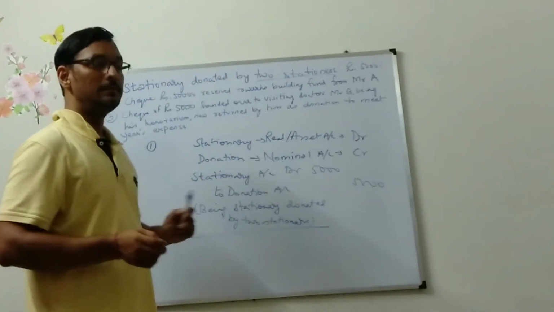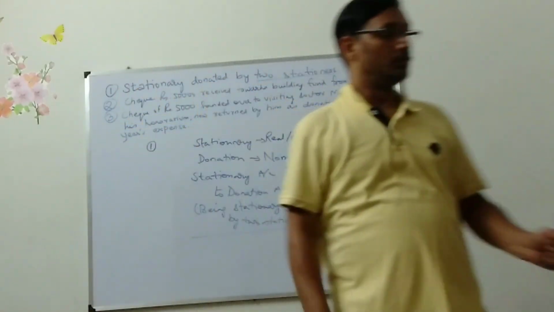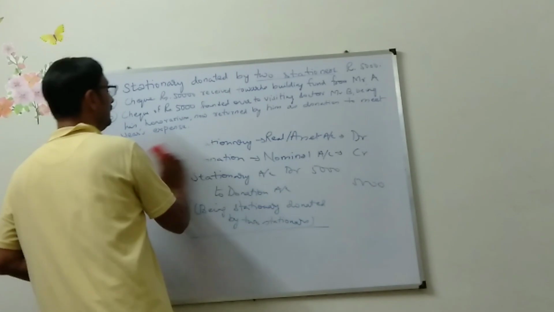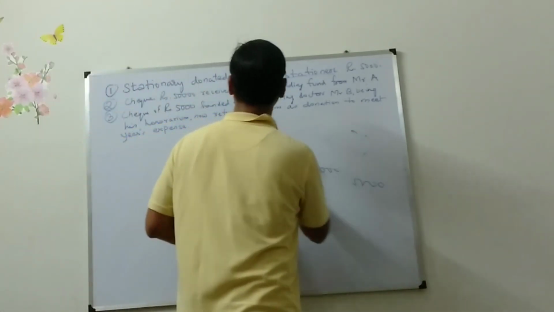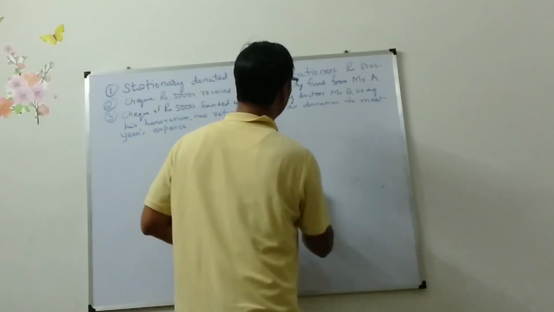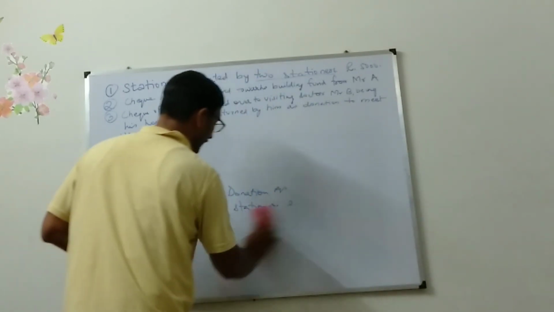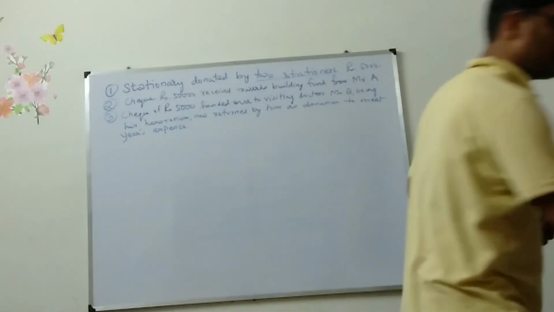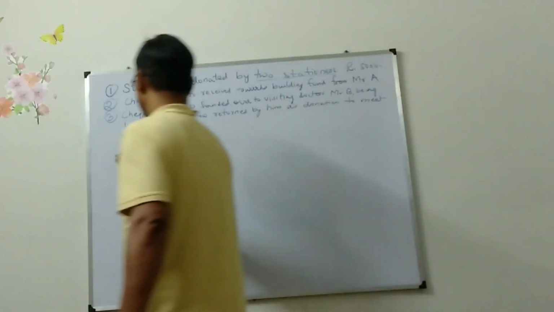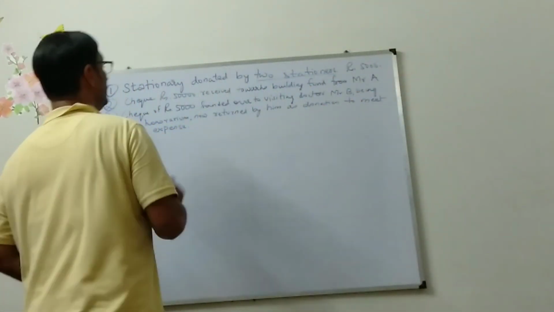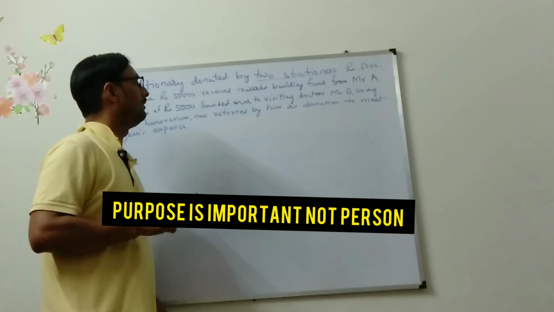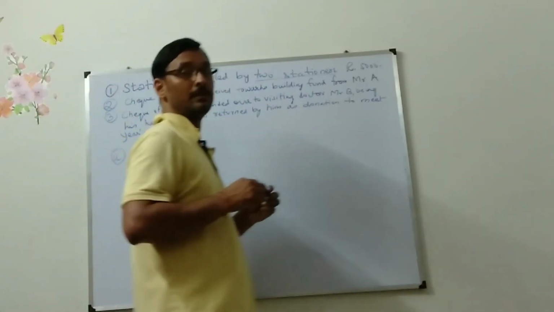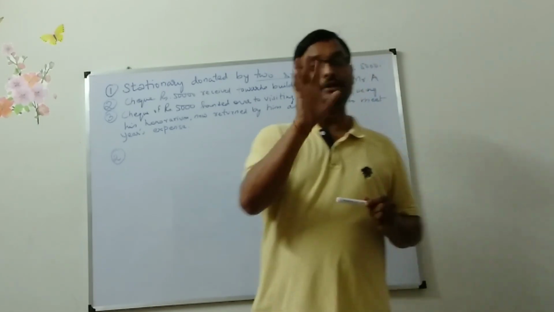Now coming to question number 2. In question number 2, it's written, check worth rupees 50,000 received towards building fund from Mr. A. One thing you need to keep in your mind.